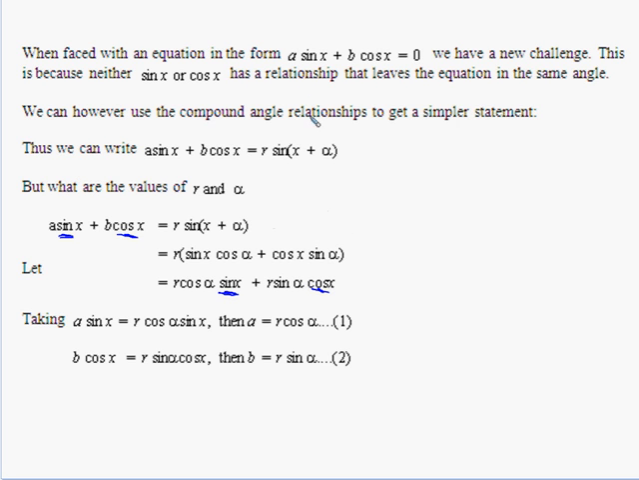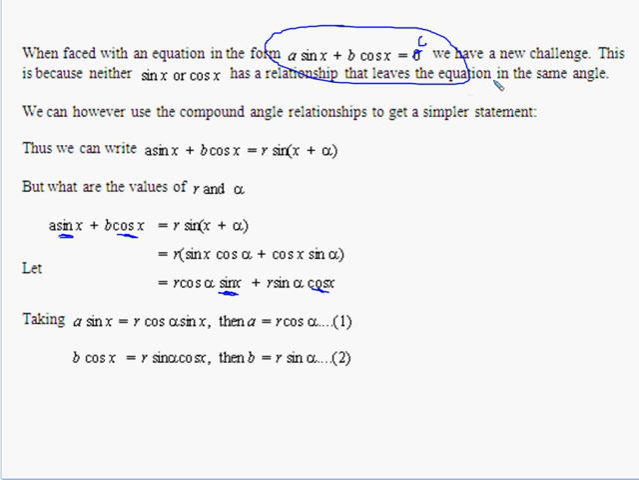Now what we want to do is have a look at equations that are going to be in this form. It's going to be a number times sine x plus a number times cos x, and it might be equal to 0. It might be equal to any number. It could just be any number there. It doesn't really have to equal 0.